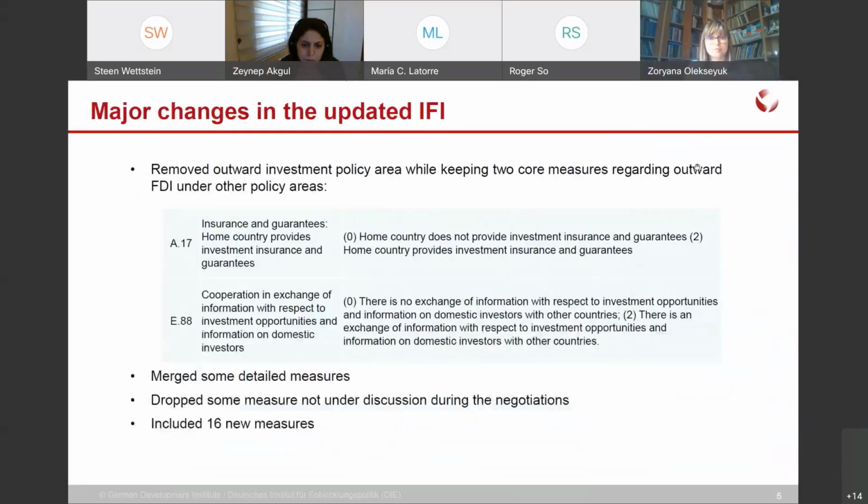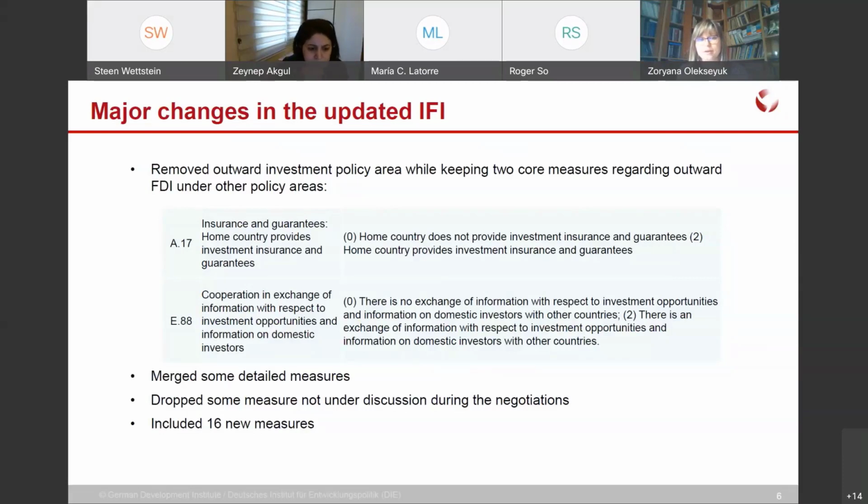Going further, the rather big change is that we have removed the outward investment policy area. Well, that was quite a hard decision. There are different views. Unfortunately, outward investment is now not on the table during the negotiation, as far as we know. Although there was a proposal from China to include those measures, and we had this policy area with 8 different commitments in the previous version of the index.